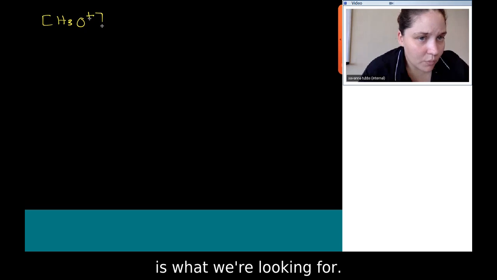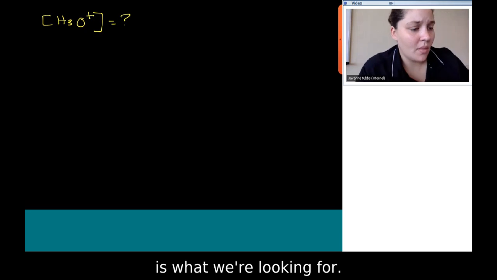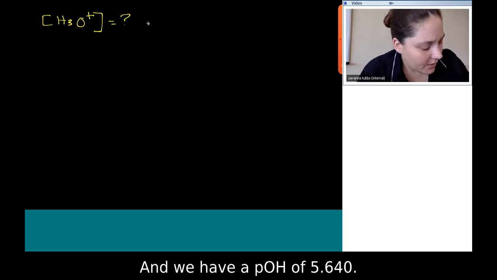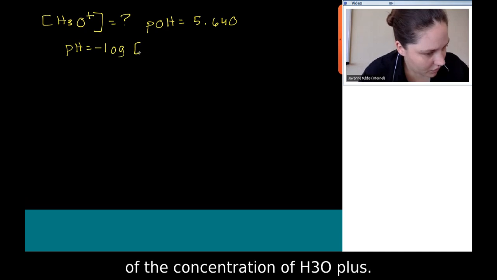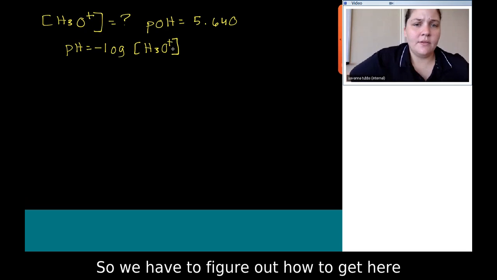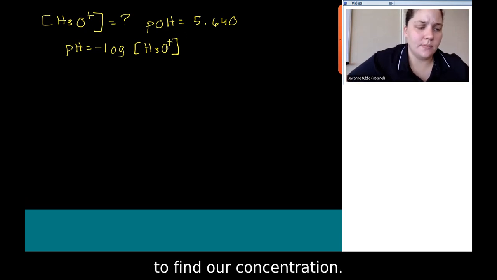So we have the concentration of H3O+ is what we're looking for, and we have a pOH of 5.640. So we know that pH equals negative log of the concentration of H3O+. So we have to figure out how to get here to find our concentration.